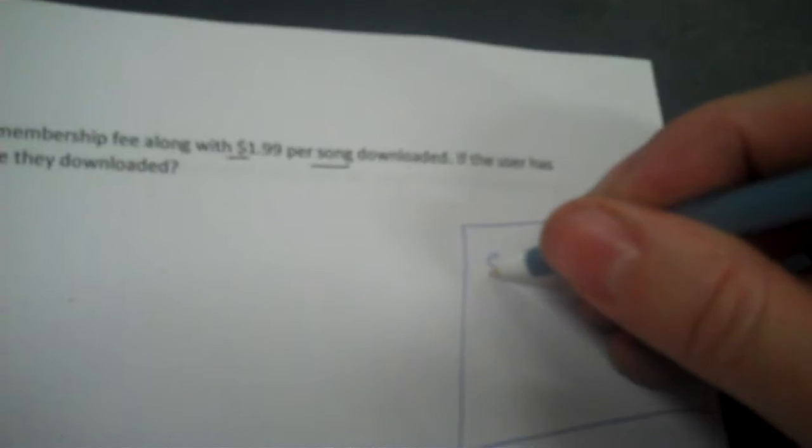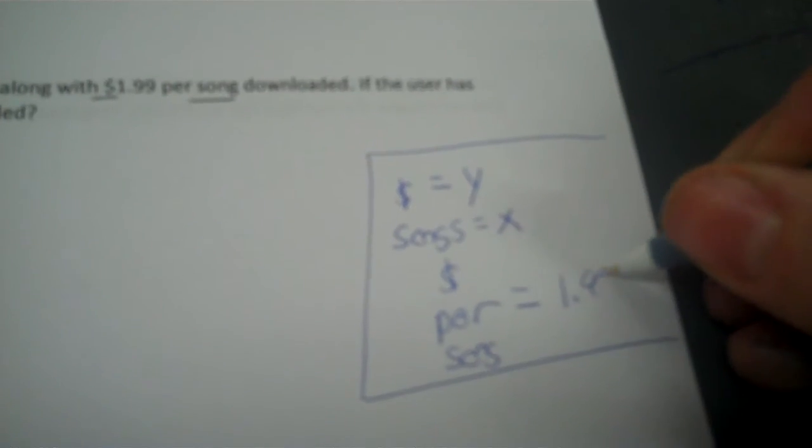So you've got dollars and songs. Remember the rules for y and x. X is time, it can never be money. So I don't have a time word, but I know x can't be money. So x has to be songs, y has to be money. So per. So we got dollars per song. How much dollars do we pay every song? We pay $1.99, so that's your rate, that's your slope.